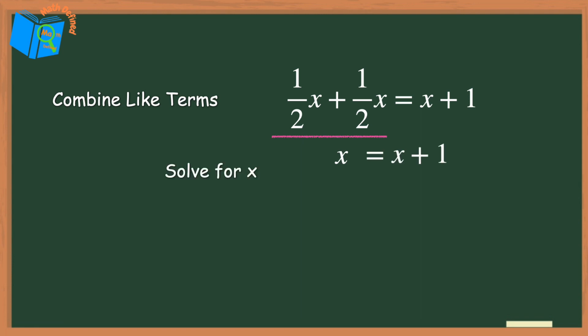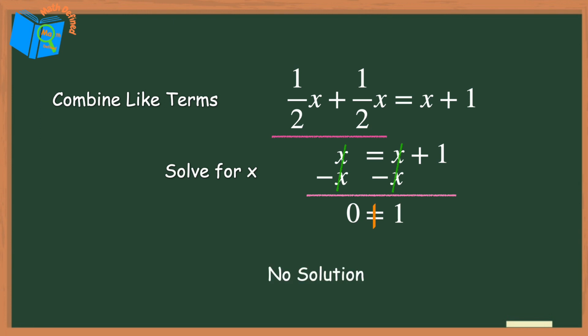Now we can solve for x by subtracting x on both sides of the equation. Looking at the left side, the x's cancel each other out, leaving 0. And on the right side, the x's cancel each other out, leaving positive 1. Well, I think we can agree here that 0 does not equal positive 1. So there is no solution. Or, in other words, there is no value of x that will work here to make this equation true.